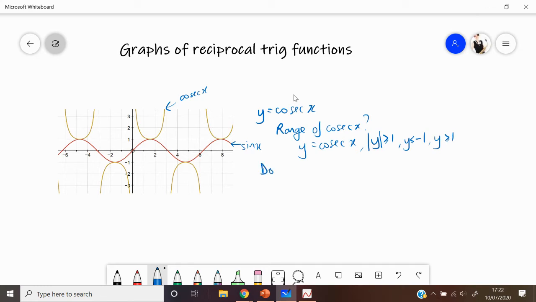And if we think about the domain of cosec x, well, we have asymptotes everywhere that sine of x had zeros, had roots, which is at 0 plus n pi.